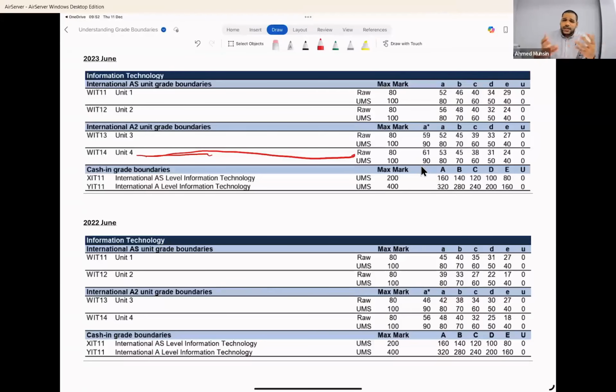If you have scored 63, it will be equal to about 93 here. But there is a certain point where if you go above that, the UMS mark becomes 100. So what does that mean? You don't need to get 100 marks to get 100. You can make mistakes and still score 100 marks. You can make a few mistakes and still achieve 100 out of 100. So getting 100 in unit 4 is very much possible for everyone. You can make a couple of mistakes as long as it's not a normalization question.